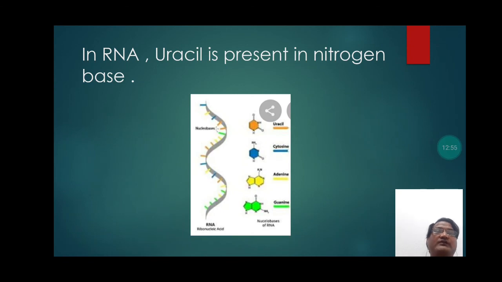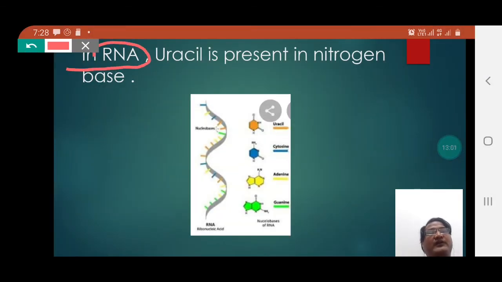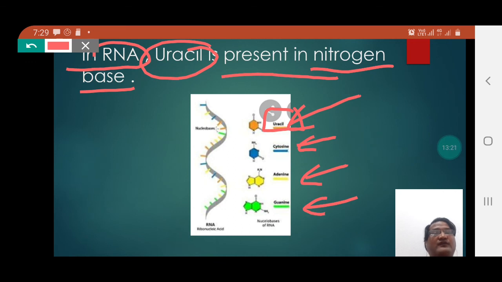In RNA, uracil is present in the nitrogen base. So students, it's one of the important features of RNA that uracil remains present as an integral component of the nitrogen base. Students, even in this picture, if we concentrate, we can clearly see here the presence of uracil. Cytosine, adenine and guanine remain present as usual.